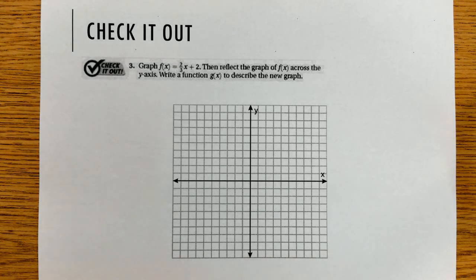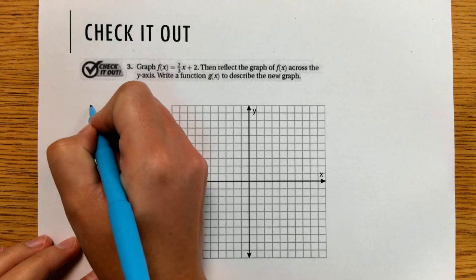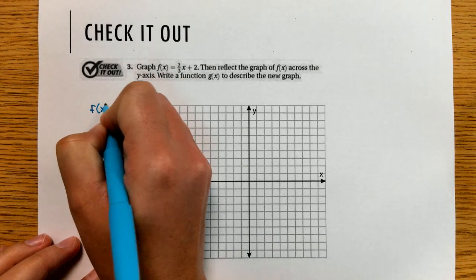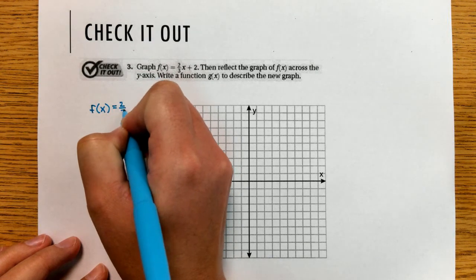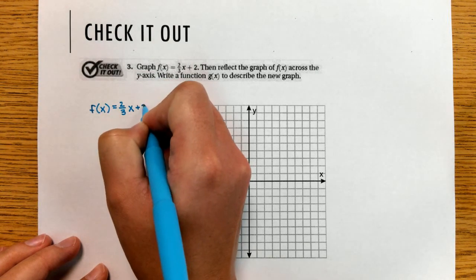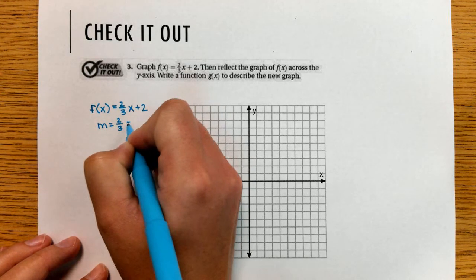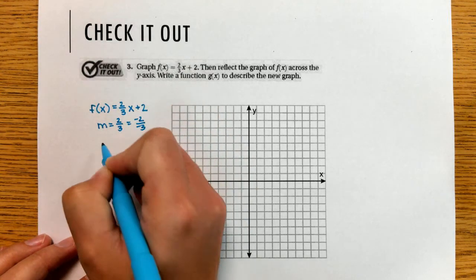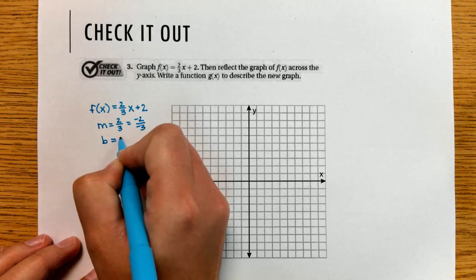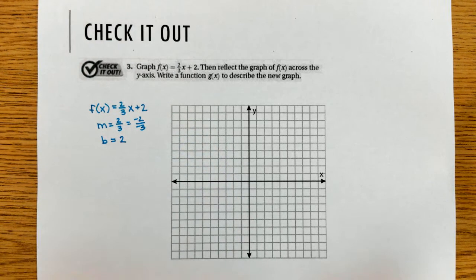So it says graph f of x equals 2/3 x plus 2. Then reflect the graph of f of x across the y-axis. Write a function g of x to describe the new graph. So we have f of x equals 2/3 x plus 2. So our slope is 2/3, or you could write that as -2 over -3. And our intercept is 2.